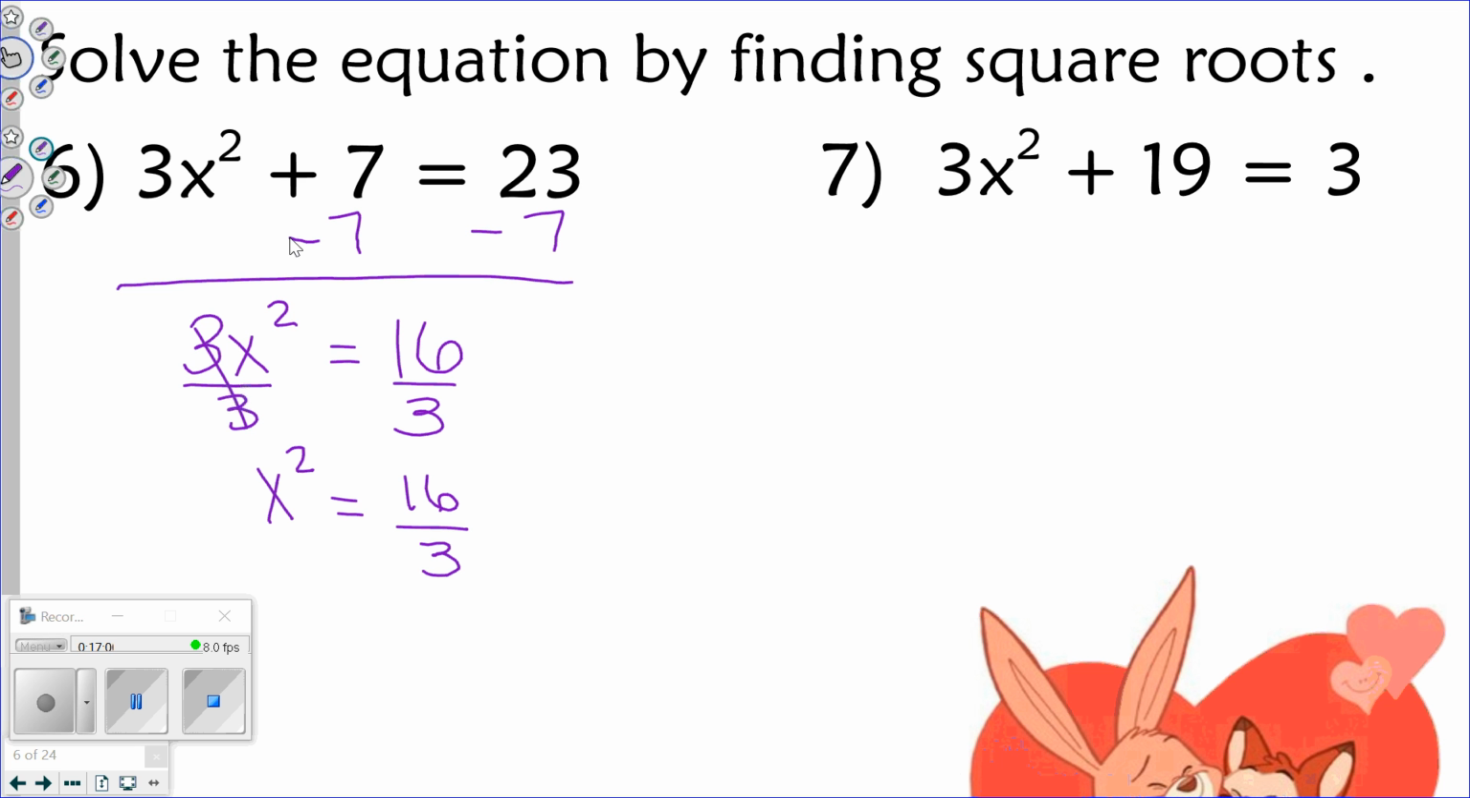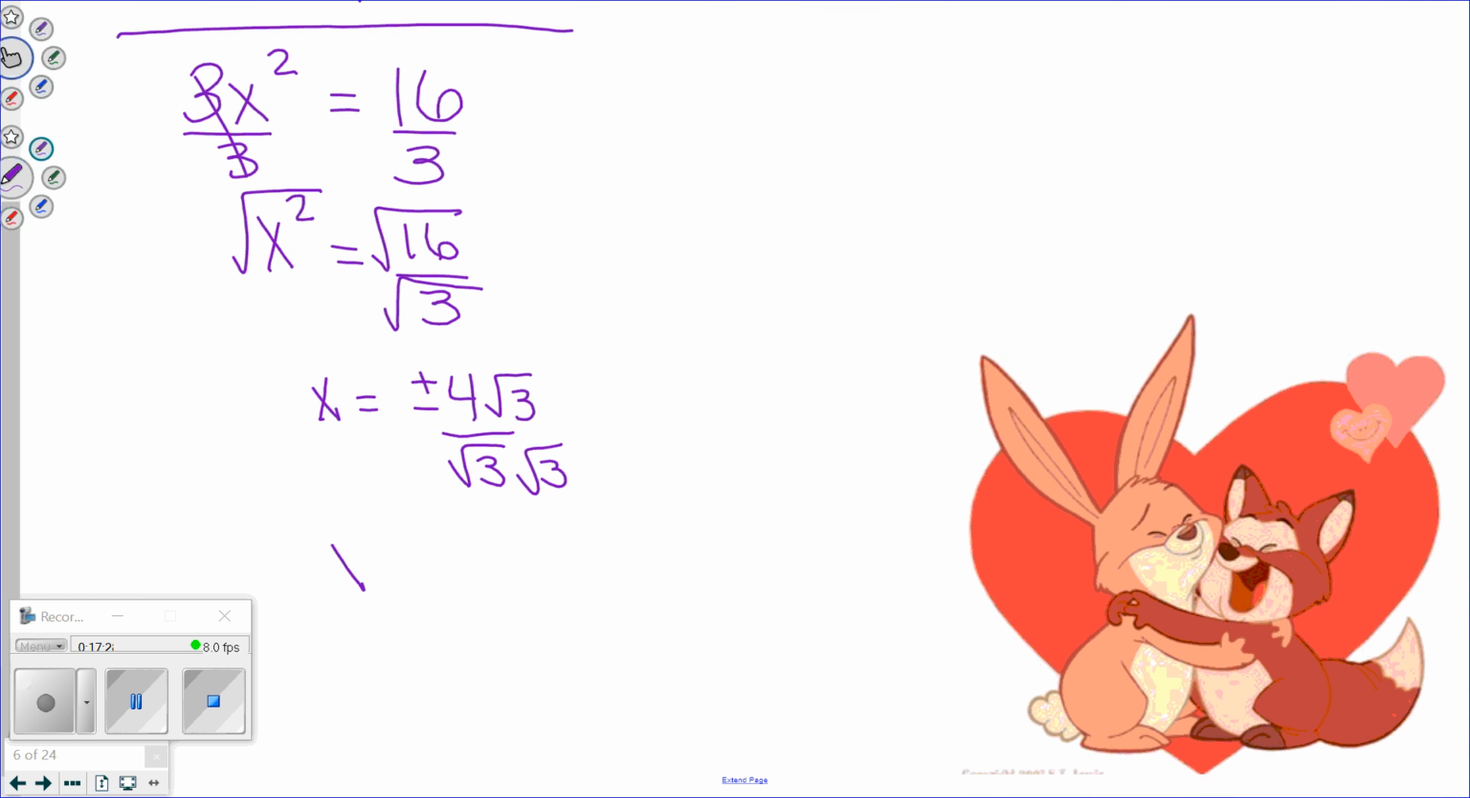Do I do a factor tree? I don't do a factor tree unless I actually have a radical first. So x equals, we get plus or minus, right? That'd give me 4 over radical 3 on the bottom. I have to rationalize. So x equals plus or minus 4 radical 3 over 3.